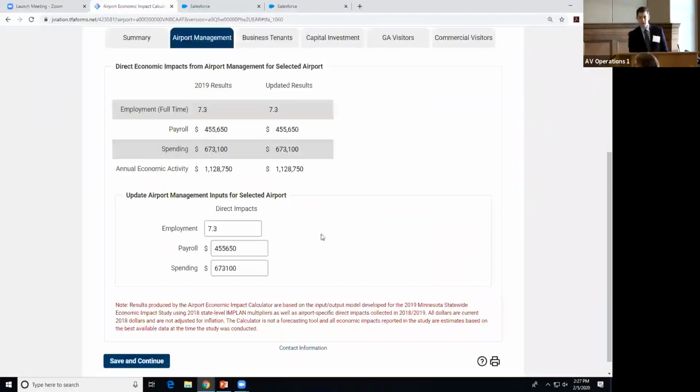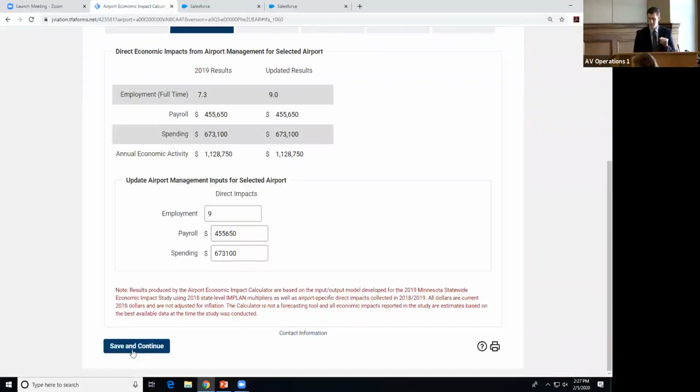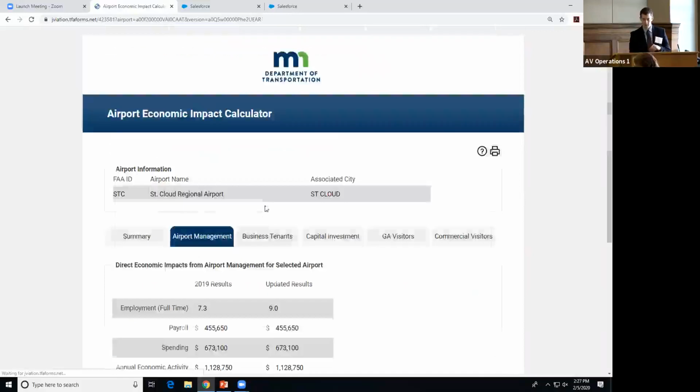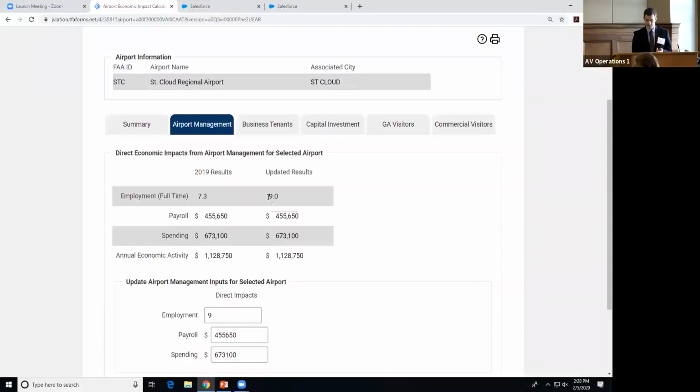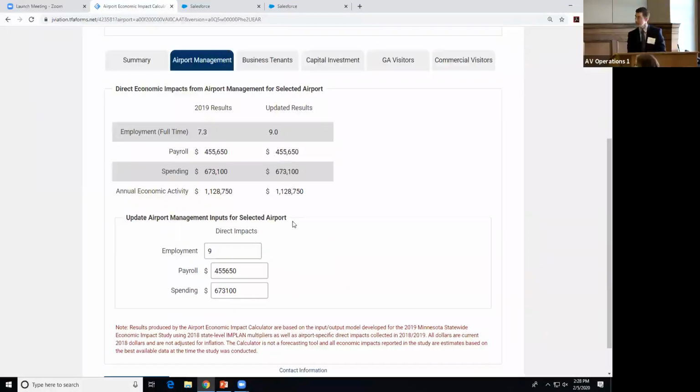Let's say the St. Cloud Airport's going to now have 9 employees. And no matter whatever you do, it's always recommended to click Save and Continue. If you change something, click Save and Continue so it sticks. If you type in 9, it will be immediately reflected in this updated results table, but always click Save and Continue if you plan to navigate to a different tab, to enact your change.